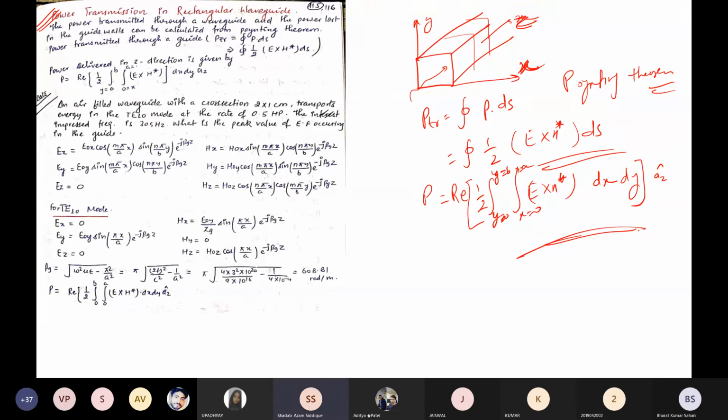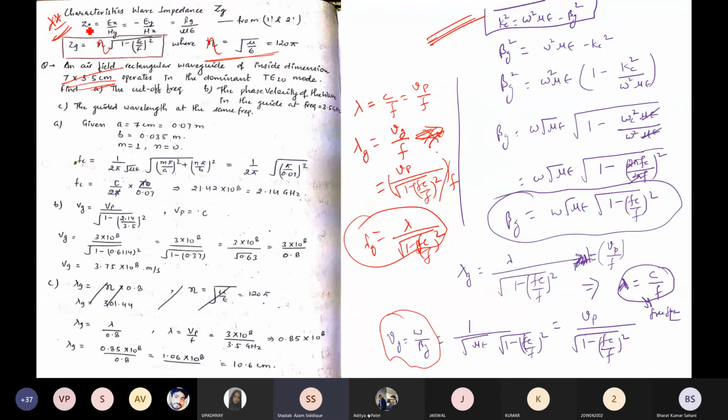Okay, now let us check how we can find another equation for the transmitted power. The transmitted power can be written in the form one by two, and then E cross H. Now E and H can be related with this equation, through ZG, right?